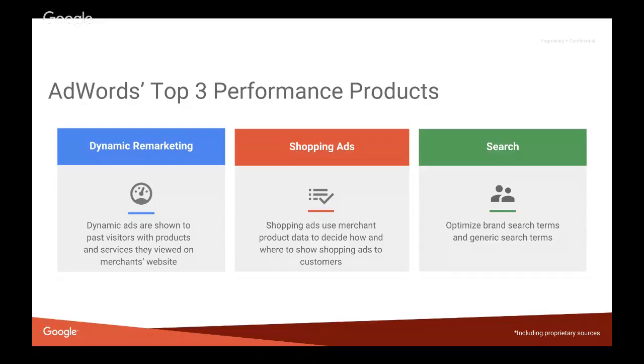Shopping ads. Shopping ads use merchant product data to decide how and where to show the most relevant shopping ads to customers. This is also a very popular performance product that we have, especially for e-commerce advertisers. And search, definitely, a lot of our clients have been using Google search for quite a long time. Search is all about optimizing across brand search terms and generic search terms.